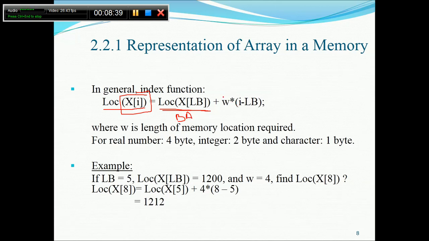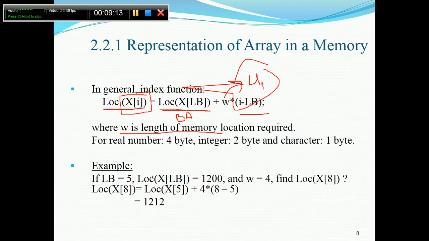Here W is the memory location size. Suppose it is an integer array, it would be 4. If something else, it would be given. It basically means the size you are looking for, times i minus LB, that is i minus lower bound, where W is the length of the memory location required. For a real number it is 4 bytes, integer 2 bytes, character 1 byte. It could be anything. Again it is a general formula, so it can work on superficial data also.